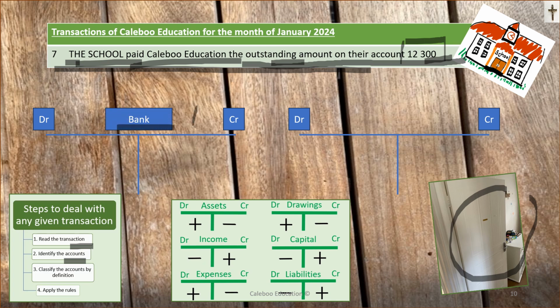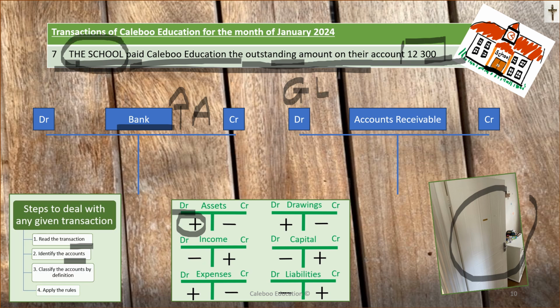In our bank account. And what is bank? Bank is an asset. The bank balance will increase. An increase in assets, you must debit this account. The other account, and I'm only looking here at the general ledger accounts. I'm not going to go into, in this video, the individual account of the debtor, which is the school. Calibu Education has sold to the school. We're looking at general ledger accounts. And in the general ledger account, we will have accounts receivable.